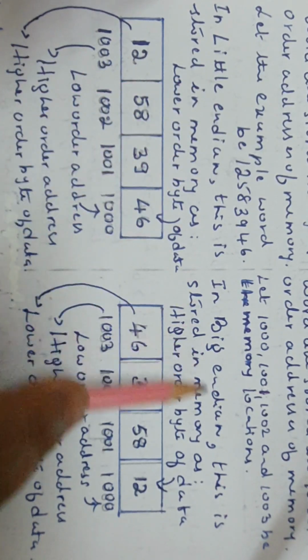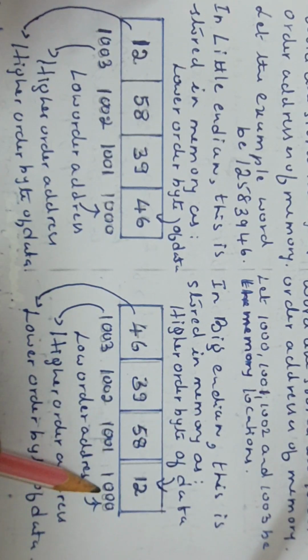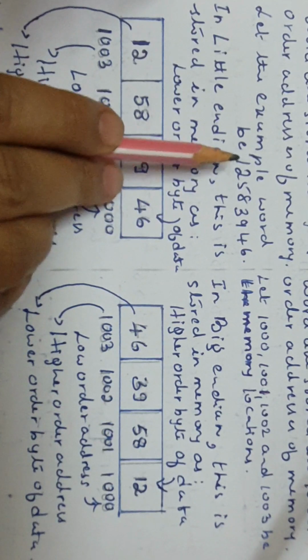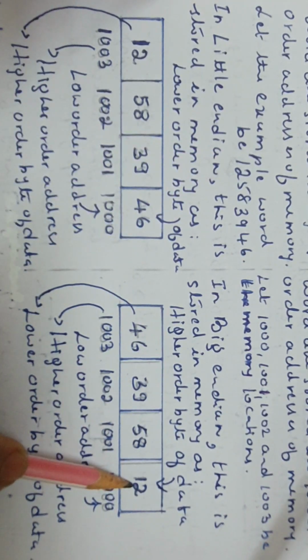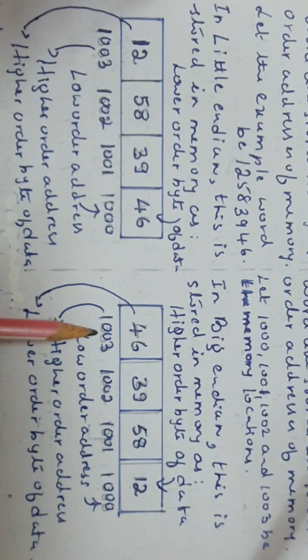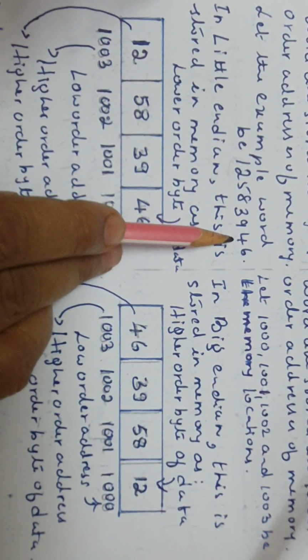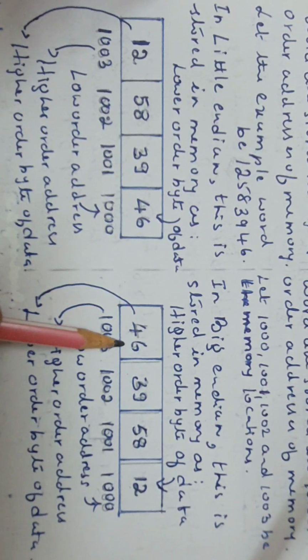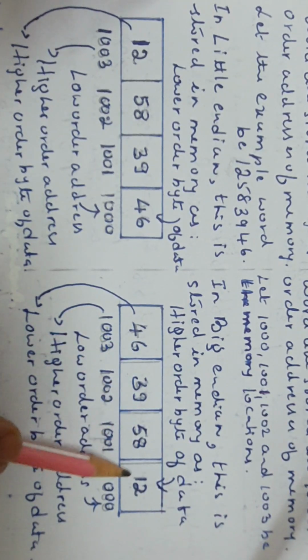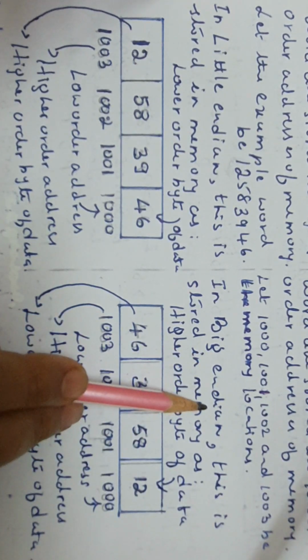In big-endian, in the lower order addressed memory location, the higher order byte of the word is stored. In the higher order addressed memory location, the lower order byte of the word is stored. It is just the reverse of this. This kind of ordering of bytes of a word in memory is called big-endian.